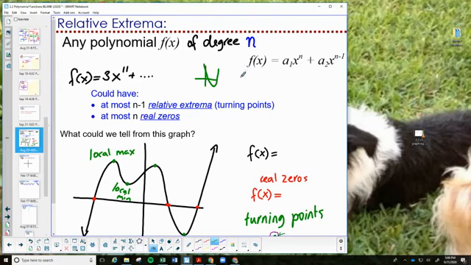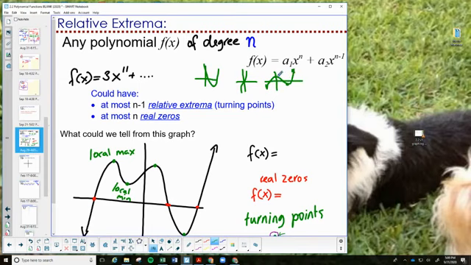But what about x cubed? X cubed could have at most 2 turning points, but you know what? It can have no turning points. There's x cubed. It's not got a relative extrema at all. But if you try and do all sorts of rubbish with it, if you had a complicated x cubed, it could have 2 turning points.